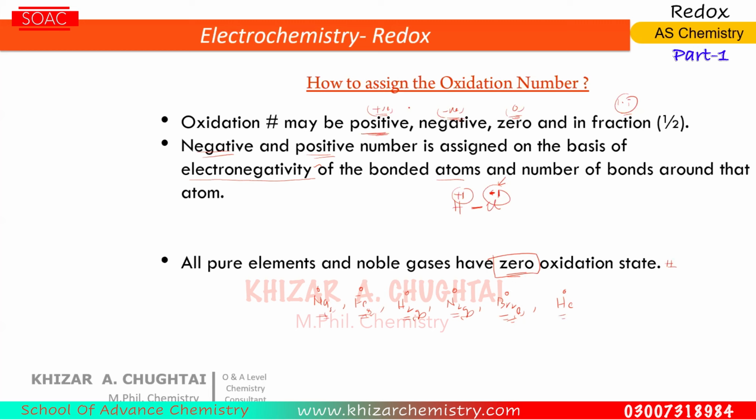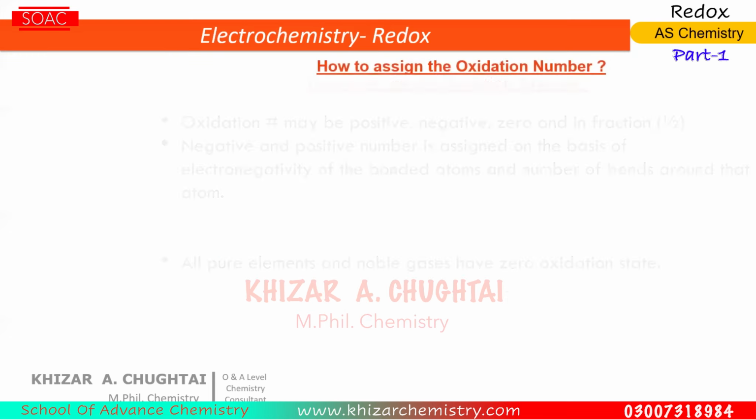So the rule number one, once again, it may be positive, negative, zero or a fraction. Number two, these negative and positive integers are assigned with respect to their electronegativity. The next one is pure elements. It may be a solid, gaseous or liquid element, but all pure elements plus noble gases have zero oxidation state.